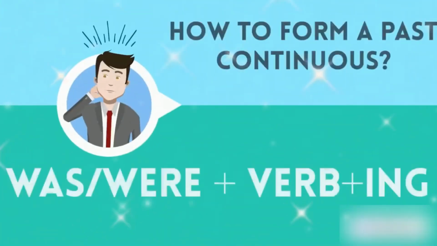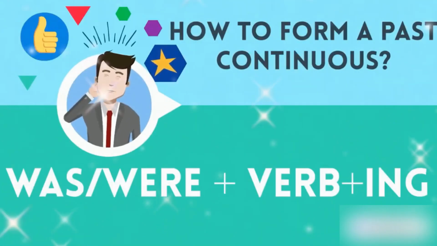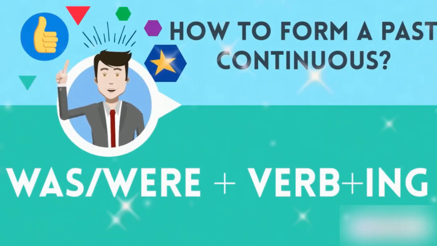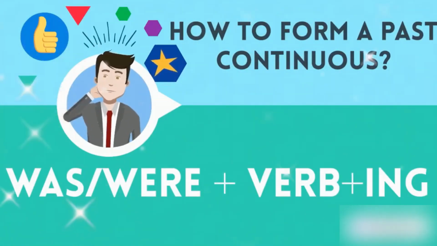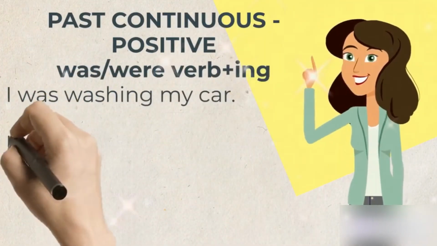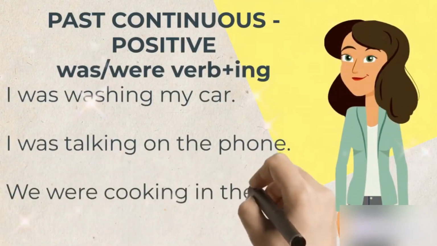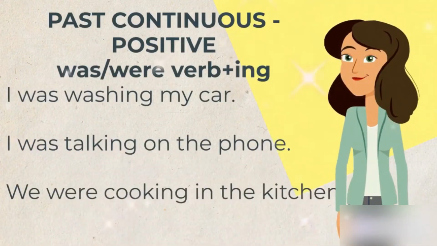So, how do we form a past continuous? We use was, were, and verb ing. Now let's make some sentences with the past continuous positive. The positive form of this tense is made with was, were, verb ing. Let's go over some examples.